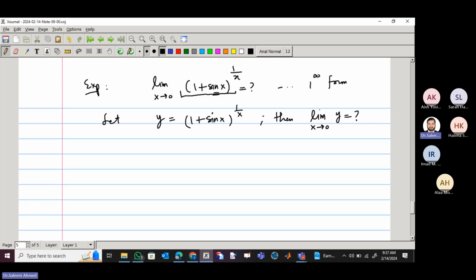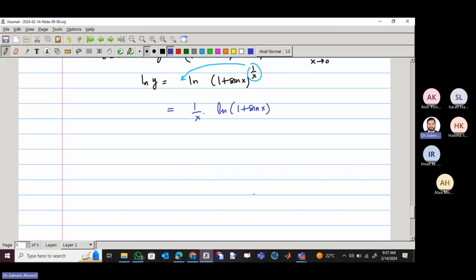This is my question, right? Because this is y, what is the limit of y? First I will take log on both sides, log of 1 plus sine x. This is the last example, I will stop after that. Here I can bring this power down before the logarithm. So this will become 1 over x log of 1 plus sine x. Now you see it is infinity into 0, because 1 over 0 is infinity.